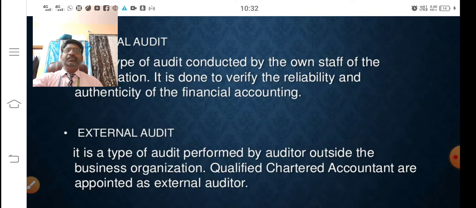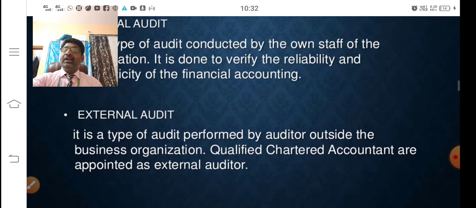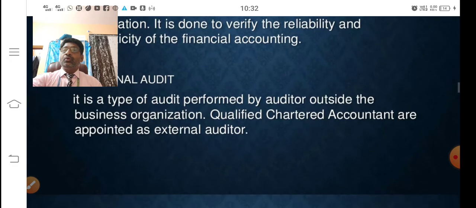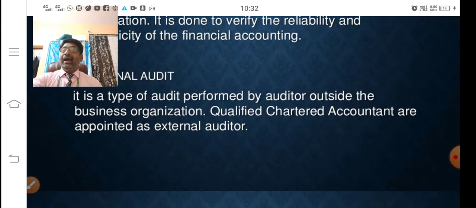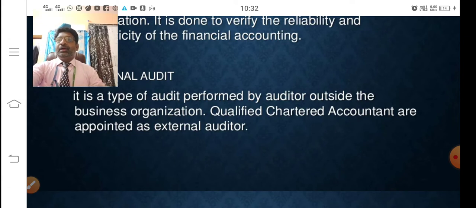Dear students, this is the difference between internal audit and external audit. Internal audit is conducted by own staff and external audit is conducted by a qualified chartered accountant, and he will be an external auditor.